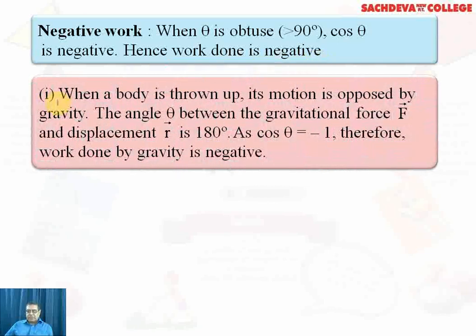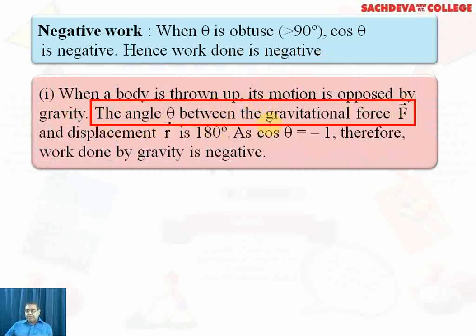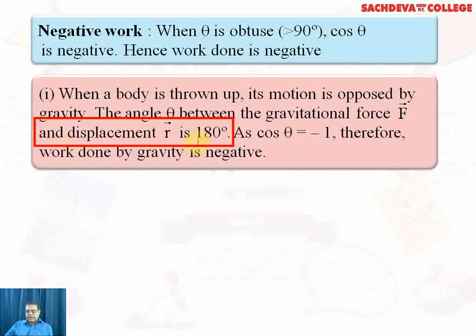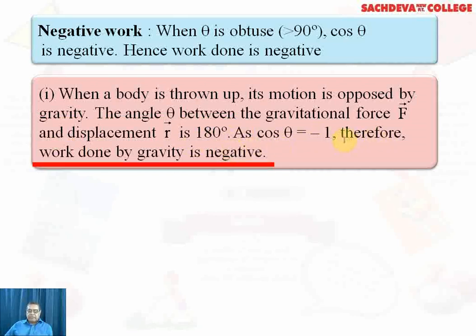Now an example is, when a body is thrown up, its motion is opposed by gravity. The angle theta between the gravitational force F and displacement R is 180 degrees. Then we take the cosine of this angle, and that is found to be -1. So if we multiply displacement with -1, it will be the negative work. Therefore, work done by gravity is negative.